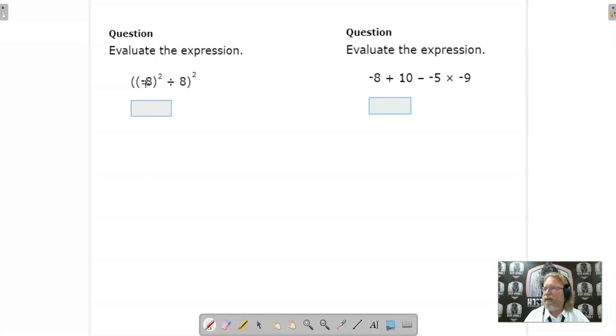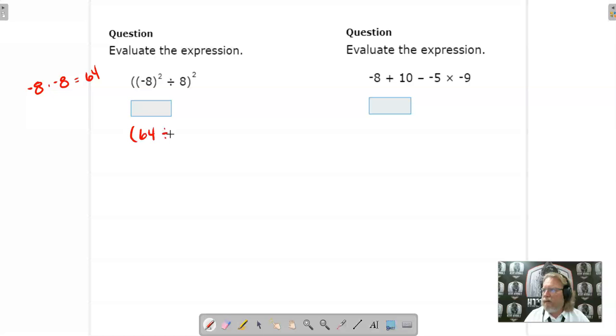All right, so here I have parentheses inside of parentheses. I have a -8 that's being squared, and then I'm going to have to divide that result by 8, and then whatever I get, square it. So let's deal with the -8 squared. That means -8 times -8, and it's a big deal that the negative sign is inside the parentheses. So this means that it is -8 times -8, and that's going to equal 64. Negative times negative is positive, so I'll end up with 64.